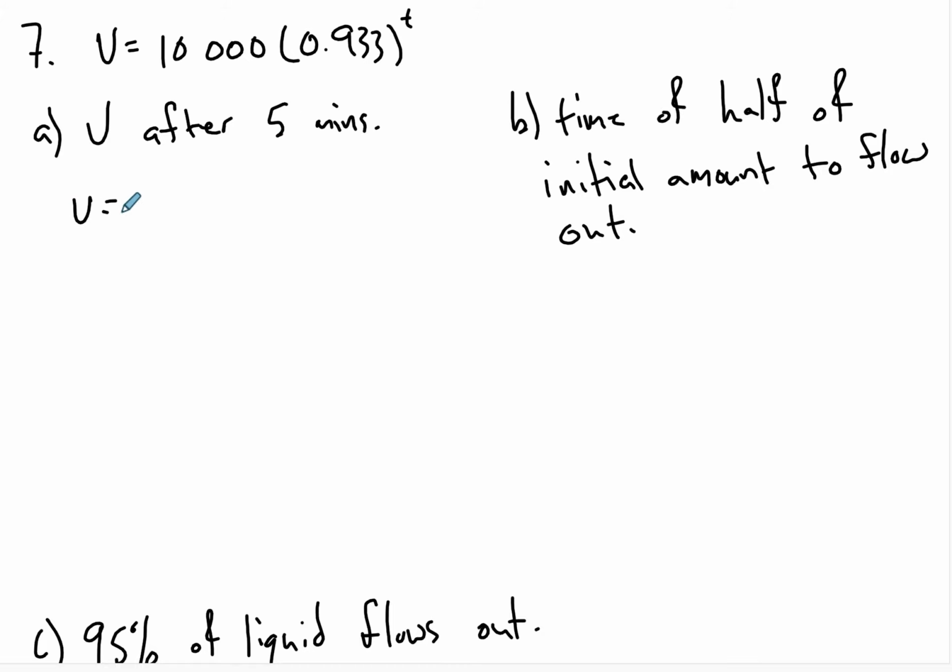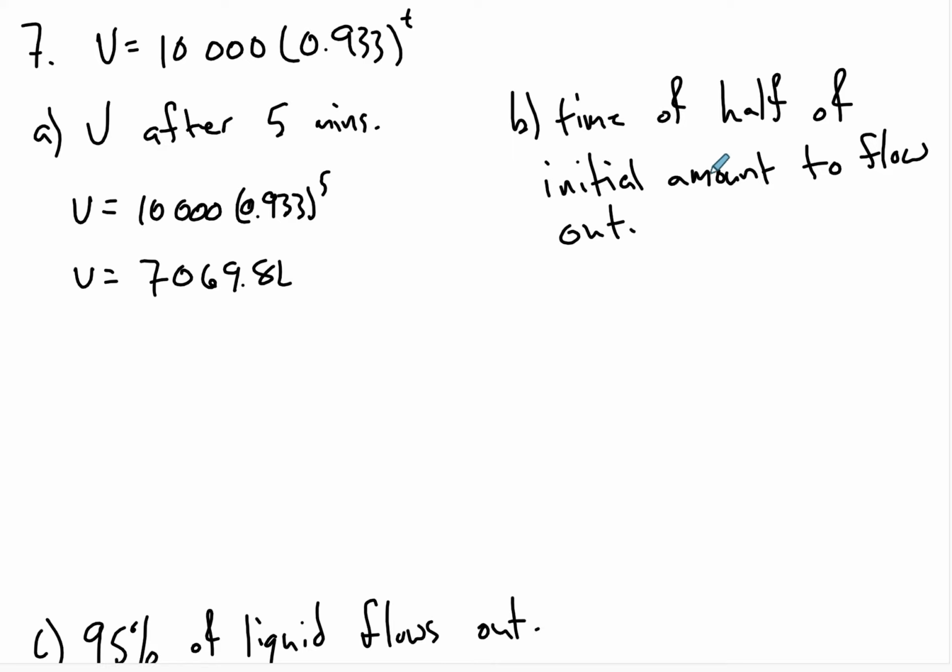So here, it's very simple enough to just put 10,000 times 0.933 to the power of 5. Now, I don't have my calculator handy on my computer today, so here I'm just going to let you know that the answer for this is 7,069.8 liters. Okay, so that is how much I have lost after the first 5 minutes.